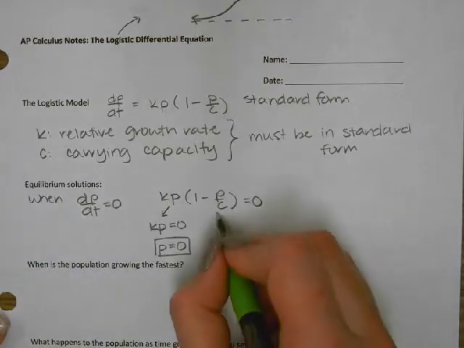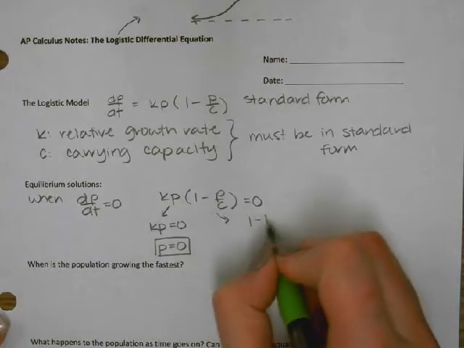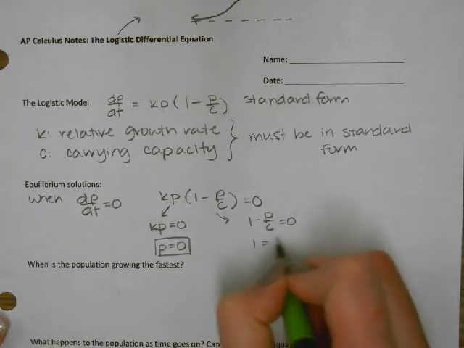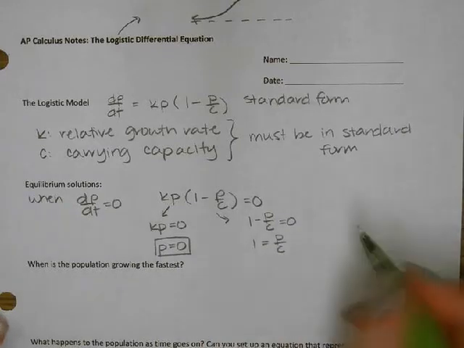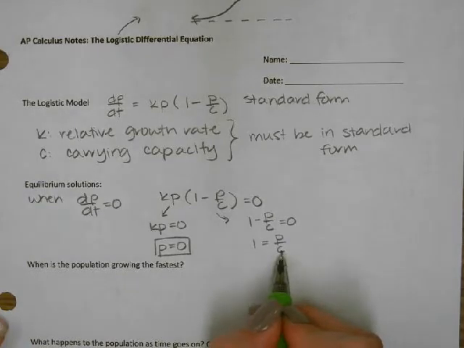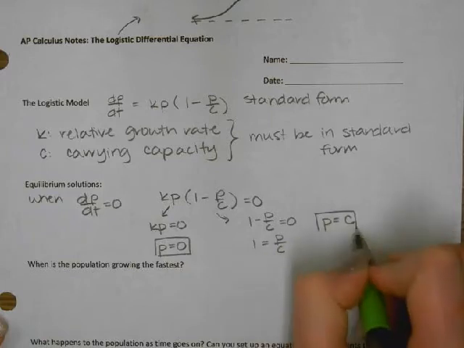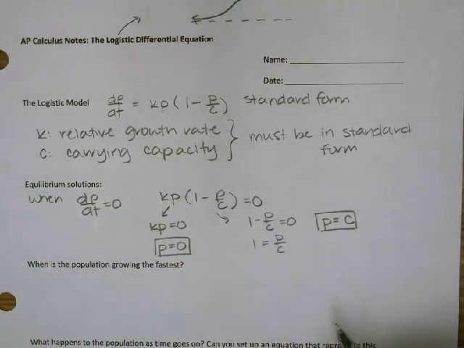And then over here, we're going to say 1 minus P over C equals 0. So that means that 1 equals P divided by C. And if I multiply the C up to the other side, P equals C. When the population is at the carrying capacity, it is likely to stay there. That's an equilibrium solution. So the population's not going up, it's not going down, it's going to stay pretty constant.